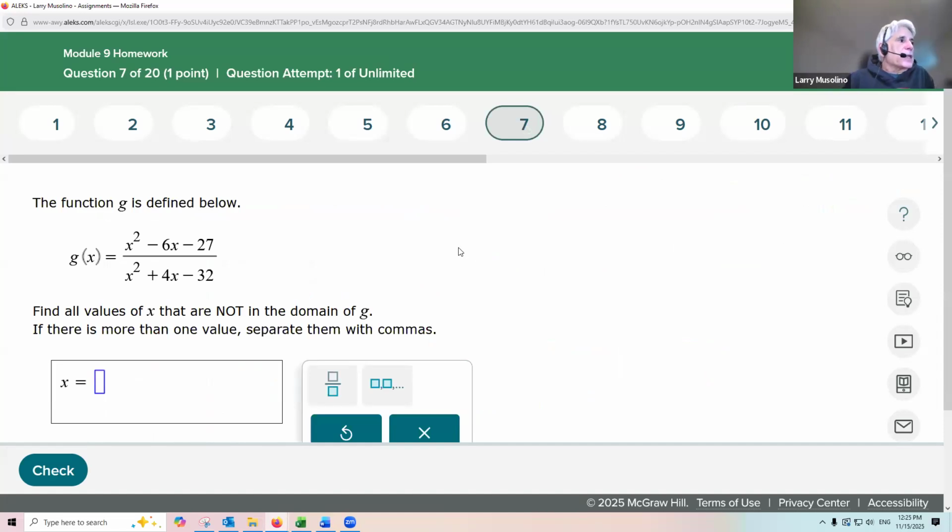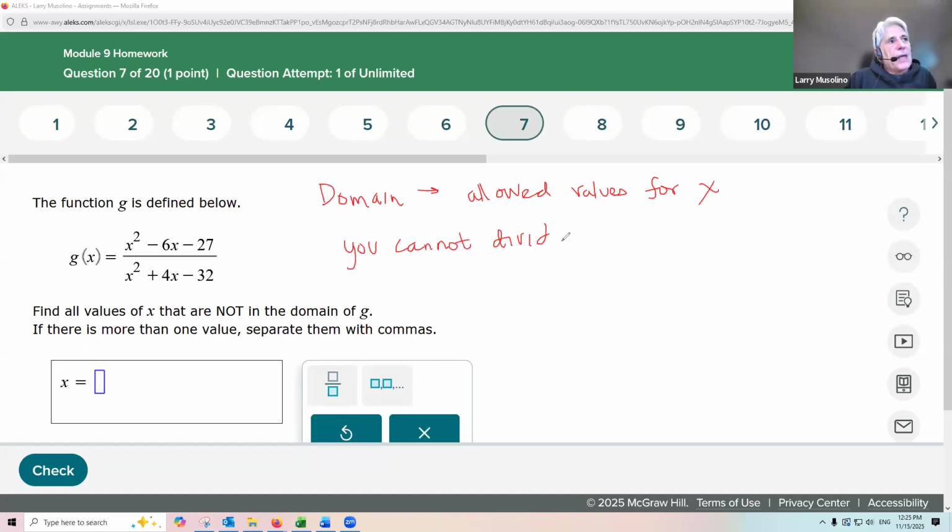All right, so this one says find all values of x that are not in the domain for this function. Well, domain really means the allowed values for x. So what values of x are you allowed to plug in? Well, let me think about the values of x you're not allowed to plug in. Well, you cannot divide by 0. That means I can't let this denominator equal 0.